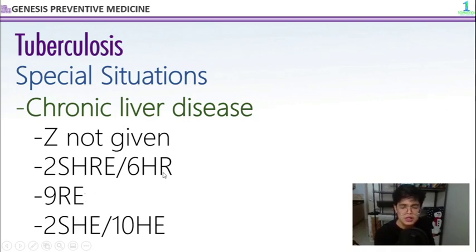So notice the trend here. The shorter the regimen, the more drugs given, and the longer the regimen, the fewer drugs given. And notice how there is no pyrazinamide being given for patients with chronic liver disease.